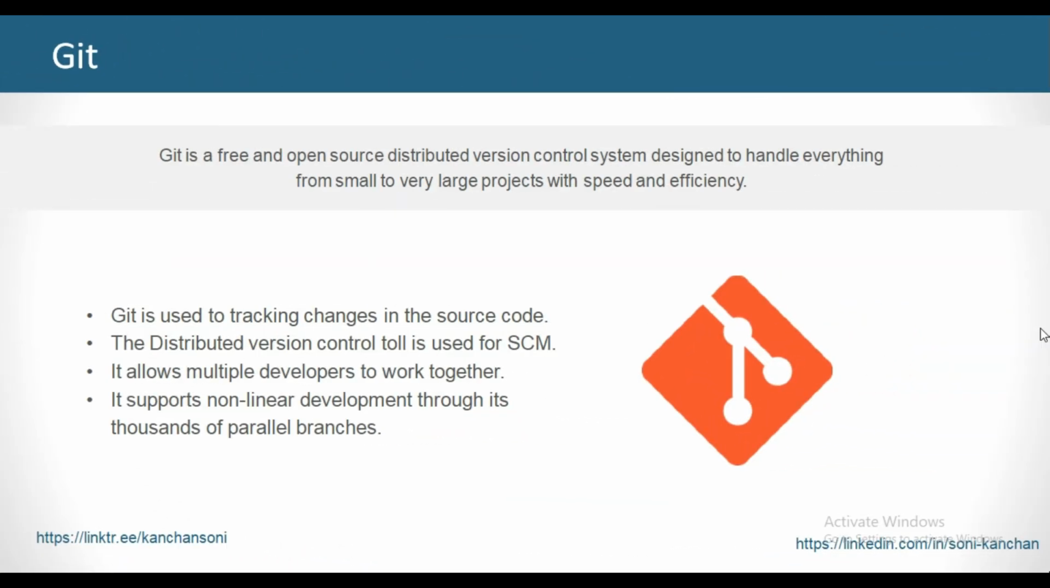So let's quickly have some understanding about the Git definition, some theory part, before moving to the lab. Git is a free and open source distributed version control system designed to handle everything from small to very large projects with speed and efficiency. Git is used to track changes in the source code. As I have told you, even if a dot change is done by you, you can track it, right? The distributed version control tool is used for SCM, source code management. It allows multiple developers to work together, right? It supports non-linear development through thousands of parallel branches. The branches concept we will see in the demo.